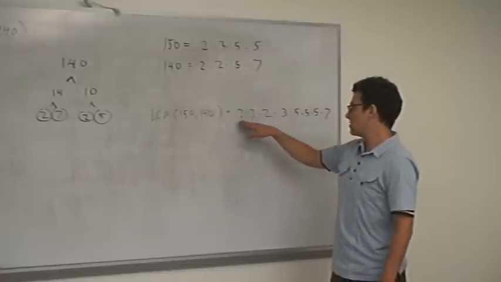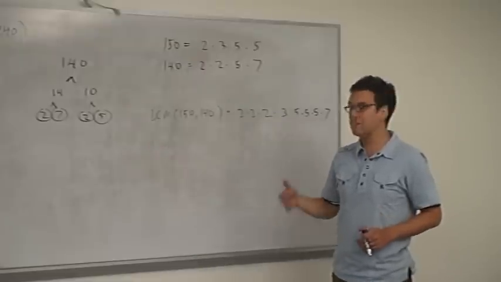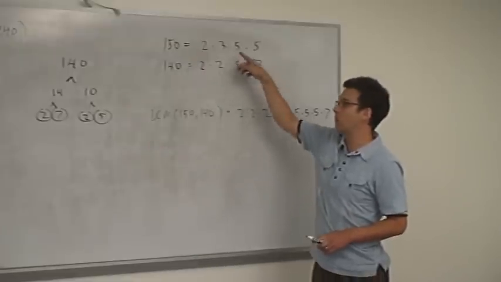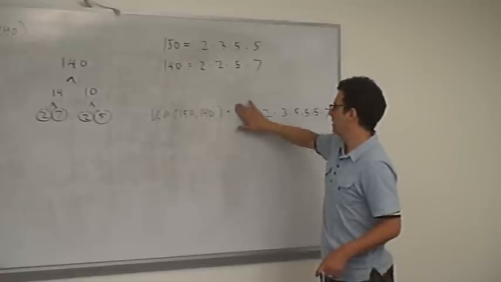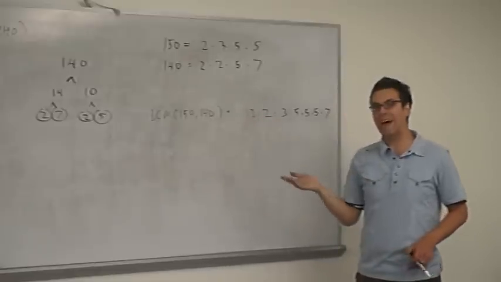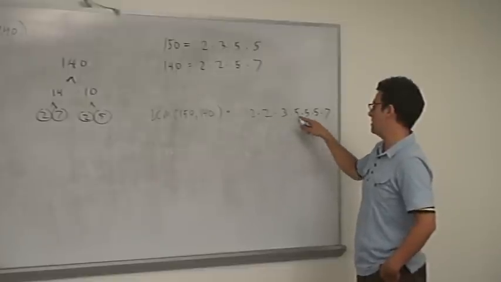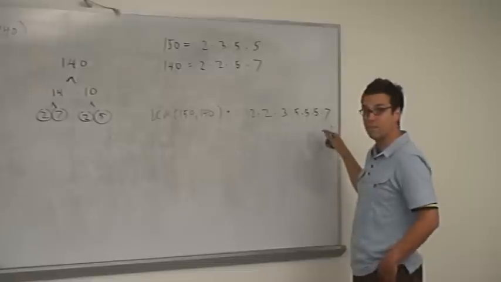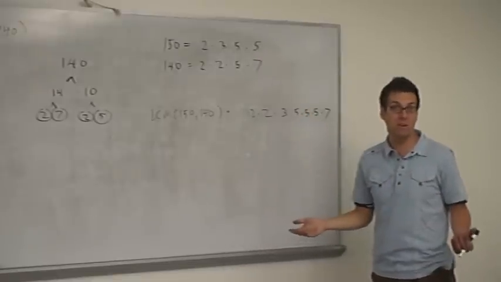Well, let's start with the 2's. The question is, could we erase a 2 and still get a number that is a common multiple of both 150 and 140? Well, let's just try it. If I remove that 2, is this number, 2 times 2 times 3 times 5 times 5 times 5 times 7, still a common multiple of 150 and 140? And the answer is yes, right?